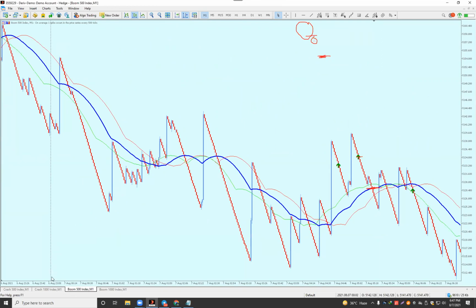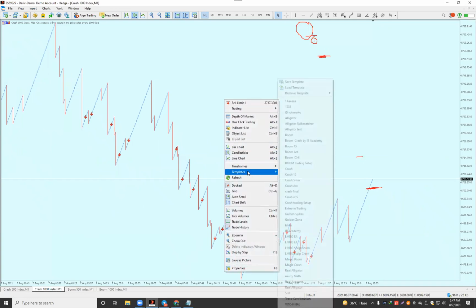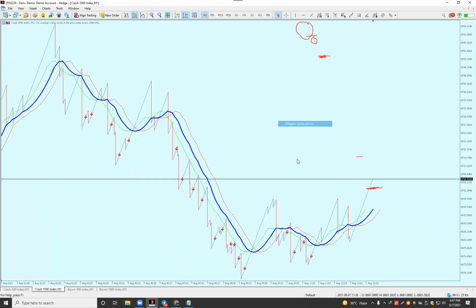The same template on the Crash 1000, you can see here, we are loading this template. When the spike catcher signals are up here, the condition of the alligator, you can see how it is showing you the trend. The trend is very strong. You can take all the opportunities and then you will get the spikes. You can make a profit.